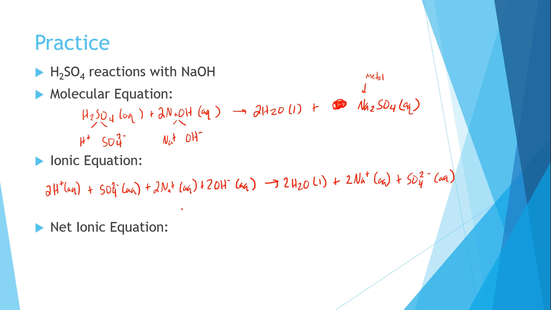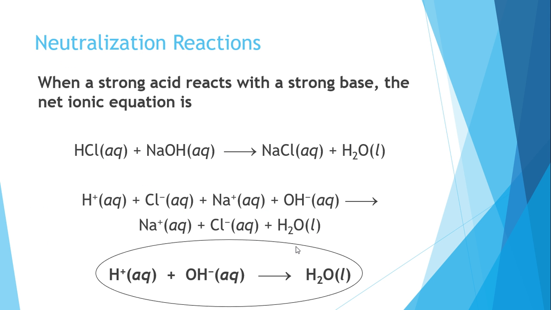From here, we can cancel what is the same on both sides. So sulfate is the same on both sides, and sodium is the same on both sides. When you rewrite this, you get 2 hydrogen plus 2 hydroxide yields 2 water. Please note that my 2 and 2 can be reduced. So you get H plus OH yields water. That's the same thing we saw up here. If we have a strong acid and a strong base, these two are going to yield water.